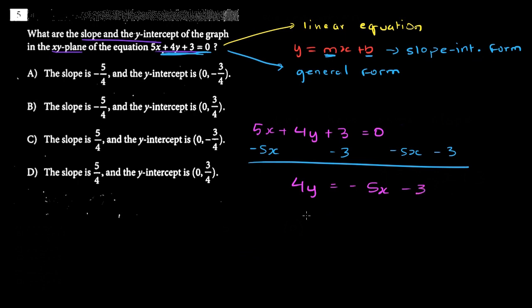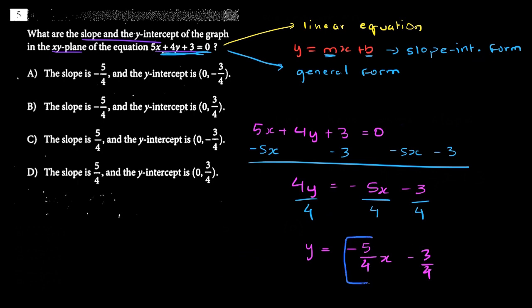And now I can divide both sides by 4. And so if I divide, it's going to be here and then here. And so that just leaves me with y. And so now we are in y equals minus 5 over 4x minus 3 over 4. Right, so now we're in the slope intercept form, and we can easily identify our slope and y-intercept.